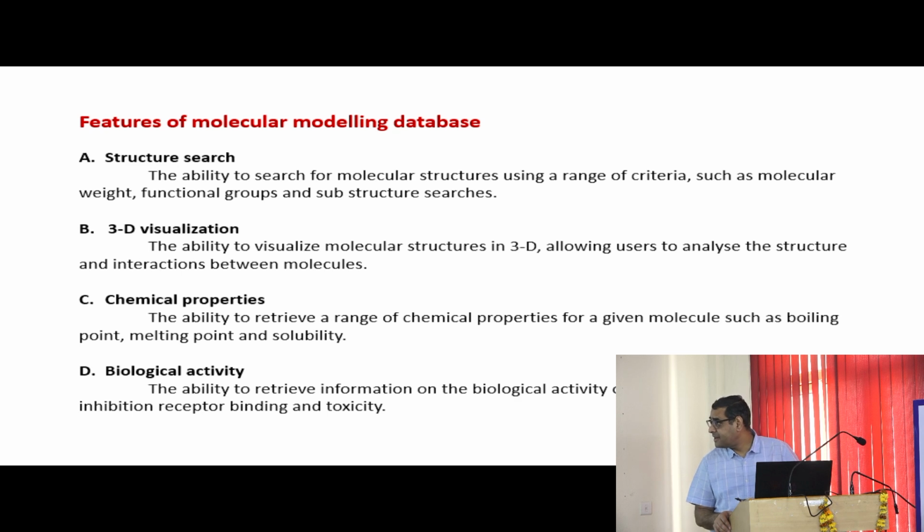Then chemical properties, to retrieve a range of chemical properties like boiling point, melting point, solubility, and other parameters. Then biological activity, the ability to retrieve information on biological activity of molecules such as enzyme inhibition, receptor binding and toxicity. So this is also a very important parameter. Biological activity, chemical structure, 3D visualization and structure search, these all things are available in the molecular modeling databases.